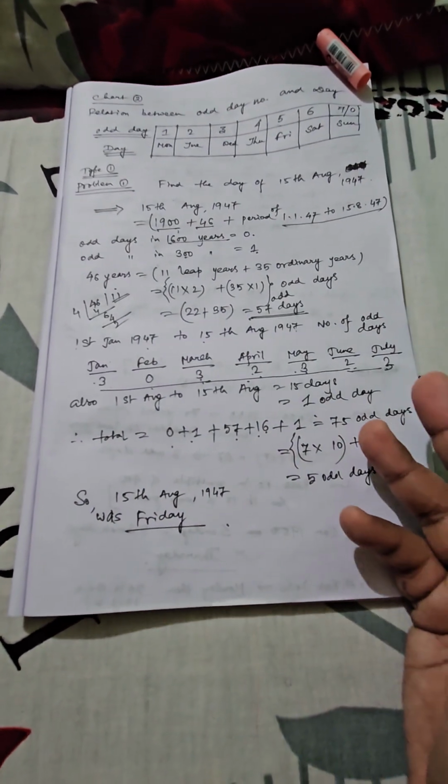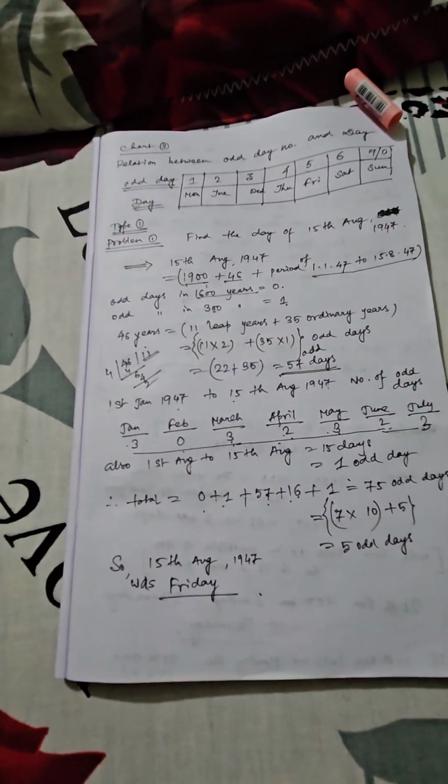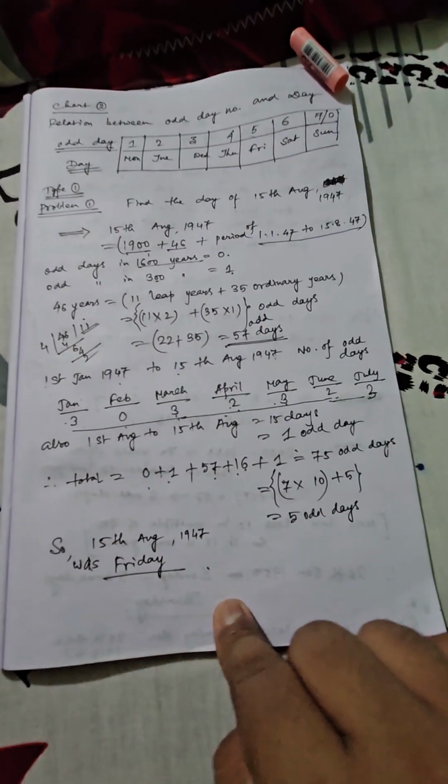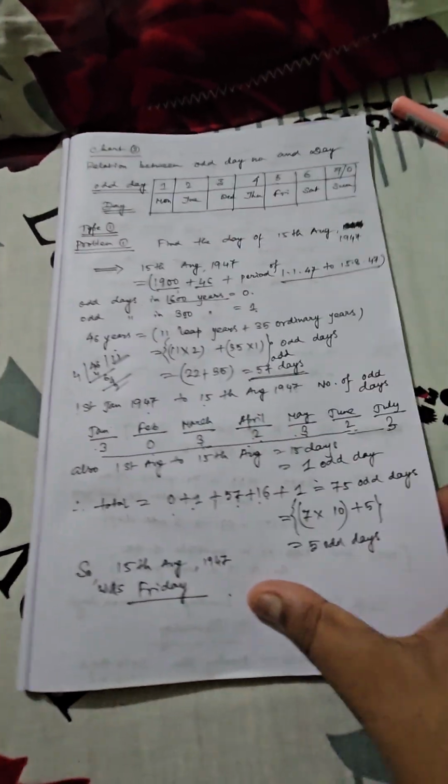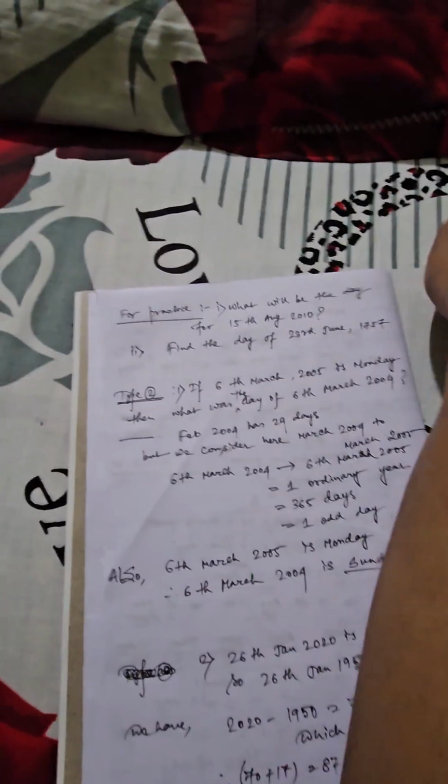You can Google it to verify the result. Just type this date, and you will see whether it is Friday or something else. So in this fashion you can solve this type of problem. Now another type of problem can be solved.